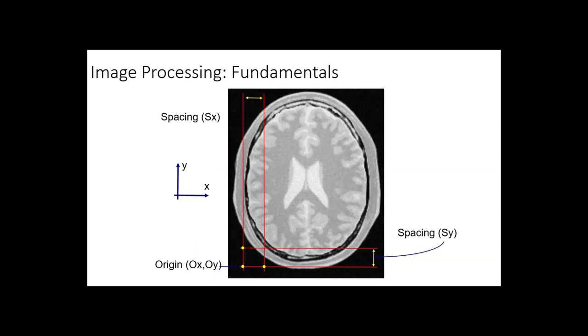So for computer vision, for the JPEG or the TIFF, we just know the image size. Okay, it's 720 by 480. So this is the standard image size. We don't pay much attention to the spacing of two voxels.